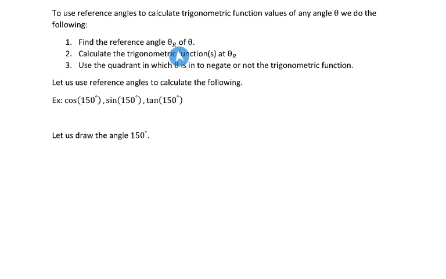Well, as you can see here, first we're going to calculate the reference angle. Then we have to get the trig functions at that reference angle. And then, as you'll see in the examples, depending on what quadrant the terminal side of the angle is in, you're either going to have to negate the trig function values or not. It depends on what quadrant you're in.